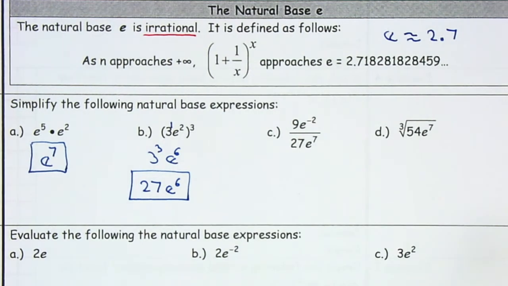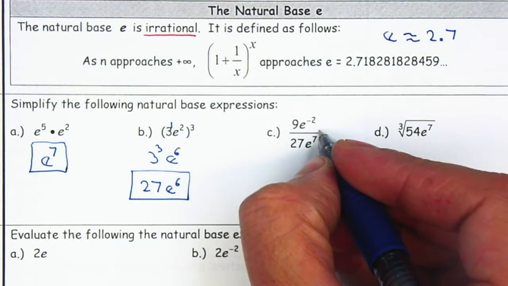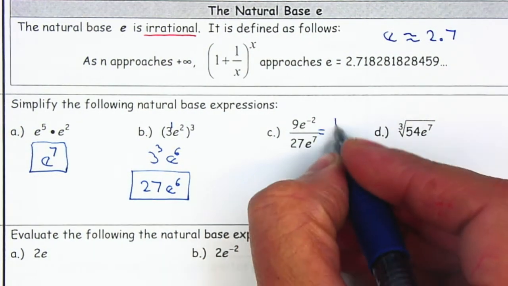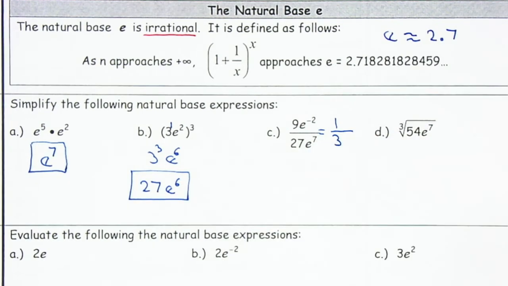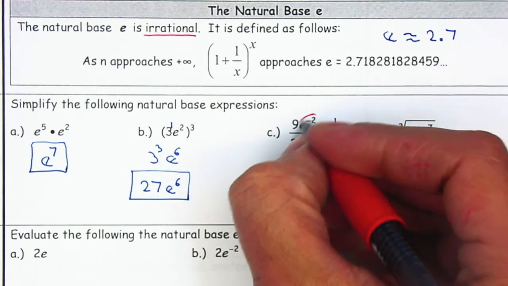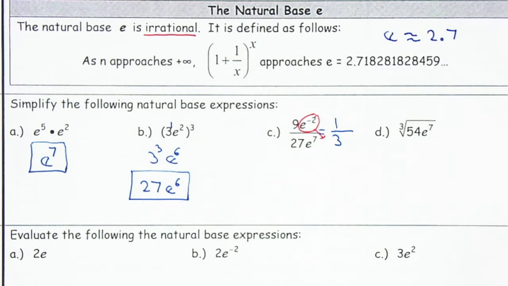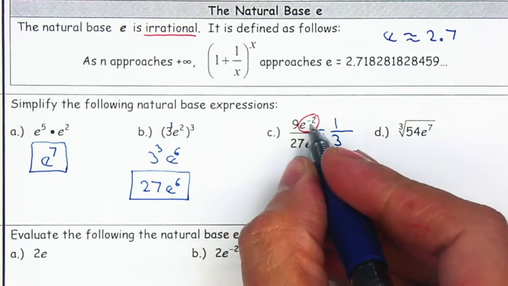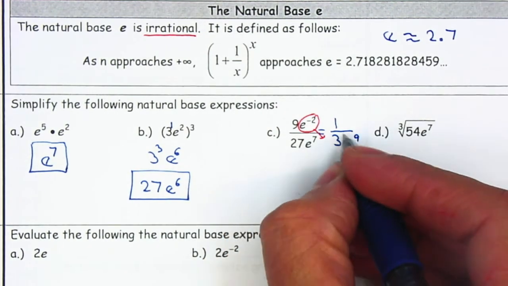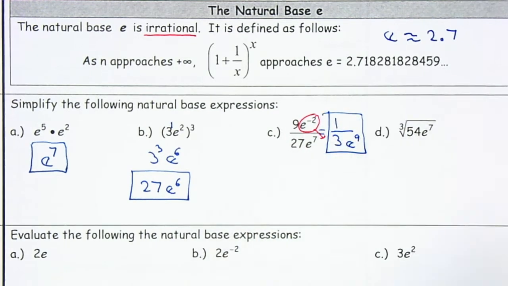For letter C, we are going to reduce our fraction. So 9 and 27, 1 over 3. Now, when we have a negative exponent, we're going to bring it to the denominator. So we have 7 e's, and 2 more is a total of 9. And that's it.